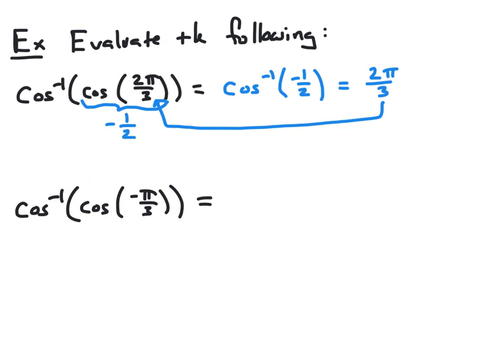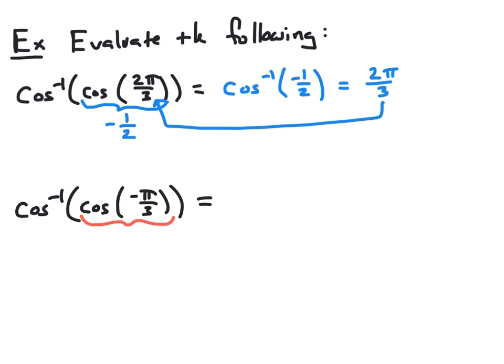So we get the same angle back when we compose the cosine and inverse cosine functions for this particular angle. Note that this is because 2 pi over 3 lies in the range of the inverse cosine function, 0 to pi. In our second example, we'll first start by computing the cosine of negative pi over 3.